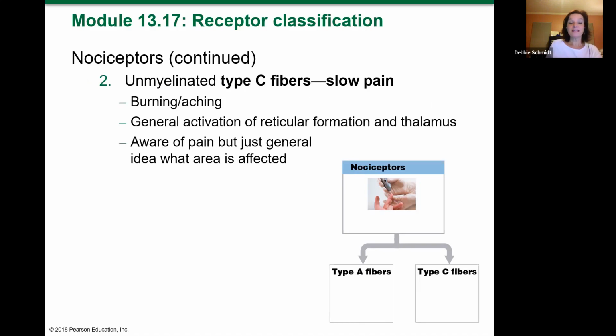Type C fibers, the unmyelinated fibers, are associated with slow pain. And this is the kind of pain that's a burning and aching, like a sprained ankle after a few days. That pain that you have is slow pain. When you first sprain it, ow, that's fast pain. But aching in general, that pain that's identified over a large area, is slow pain on type C fibers.